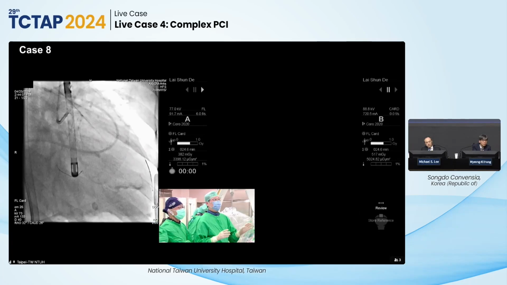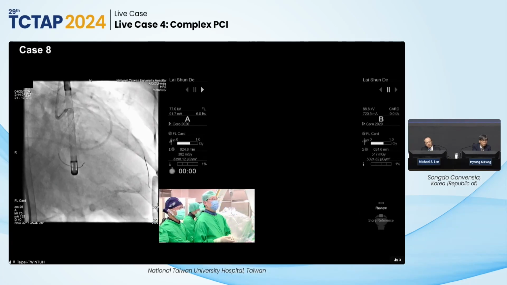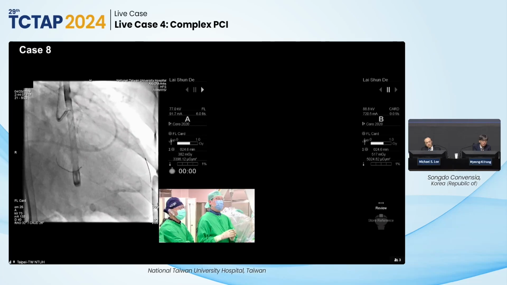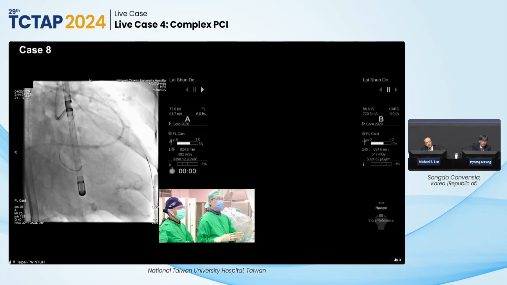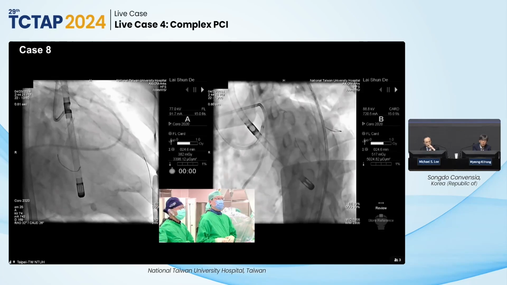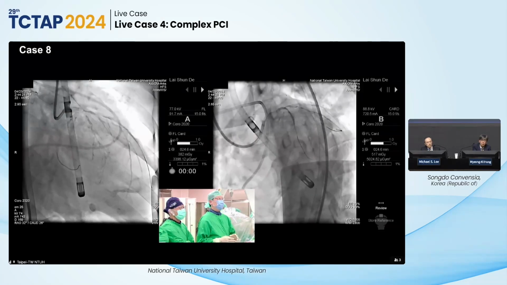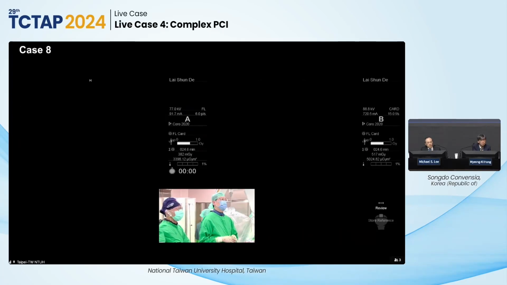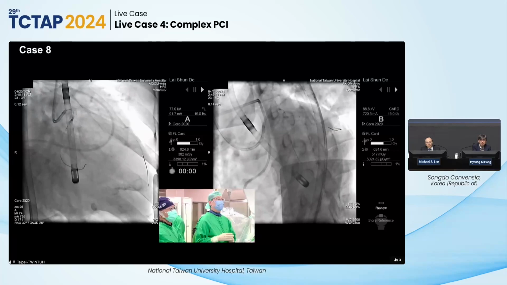Okay, now we place 2 wires in LAD and circumflex, and we perform 2 balloon angioplasty to improve the blood flow, but still this doesn't improve too much. So this is immediate after wiring. Okay, this is a 2 balloon.